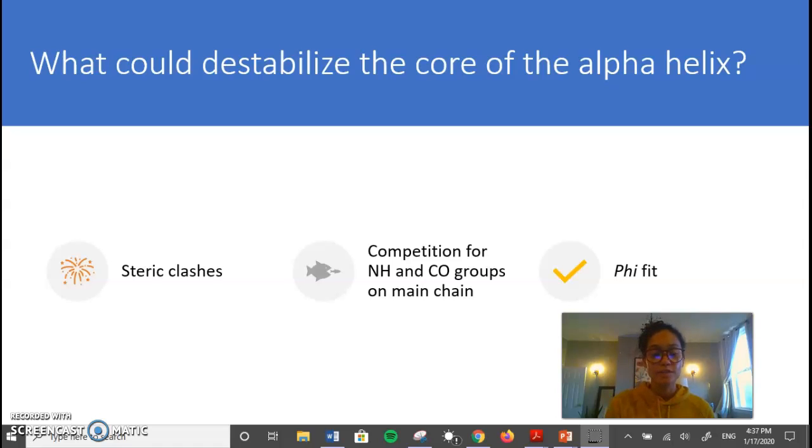Last, we could see some helix breakers. One of the helix breakers is called proline. Proline does not have the phi fit. When I say that, I mean phi referring to the angle of rotation between nitrogen and the alpha carbon in an amino acid. Proline does not have an amine group, so it would not be able to achieve that phi fit. In fact, it would bend the helix if it did want to replace the core of the alpha helix.